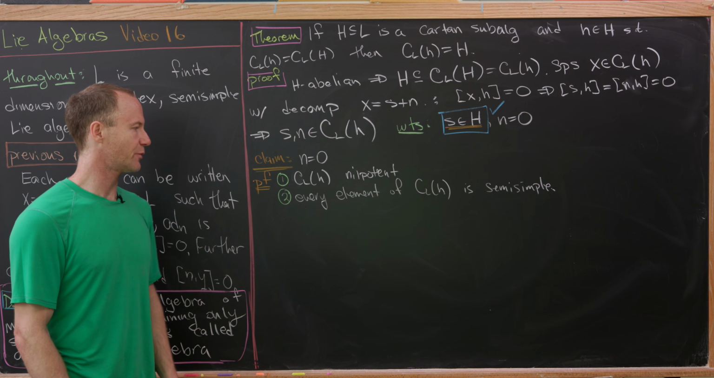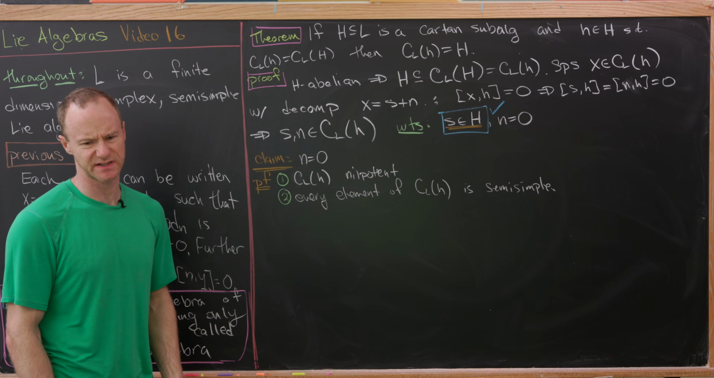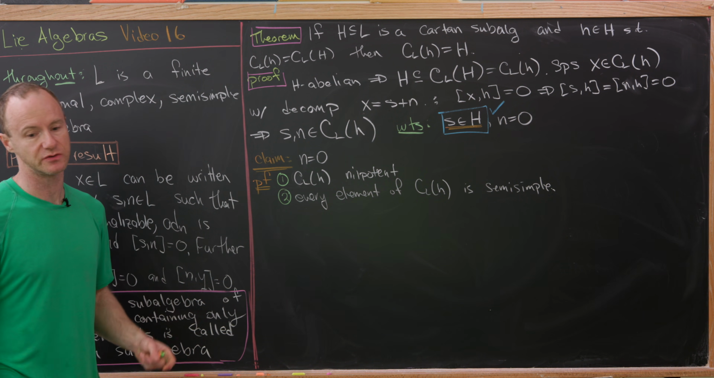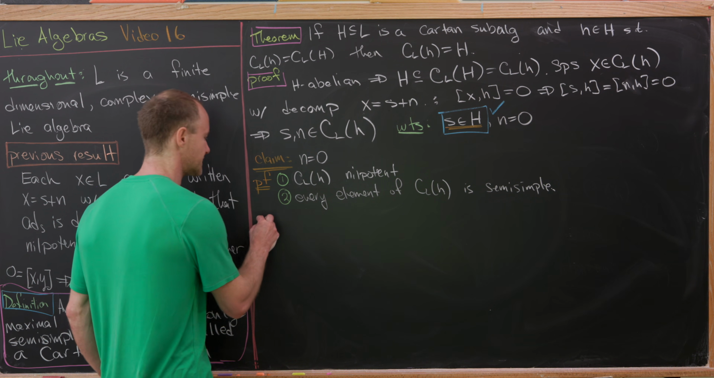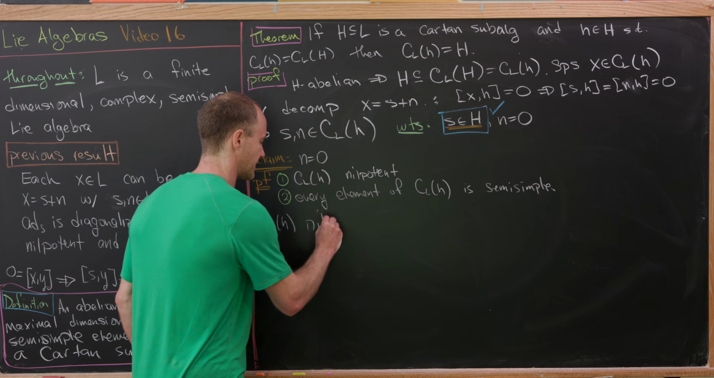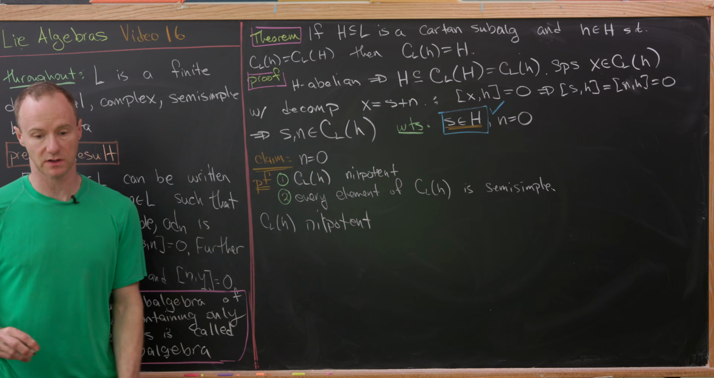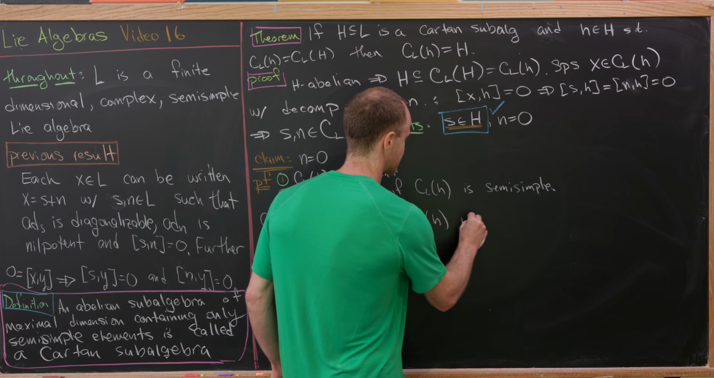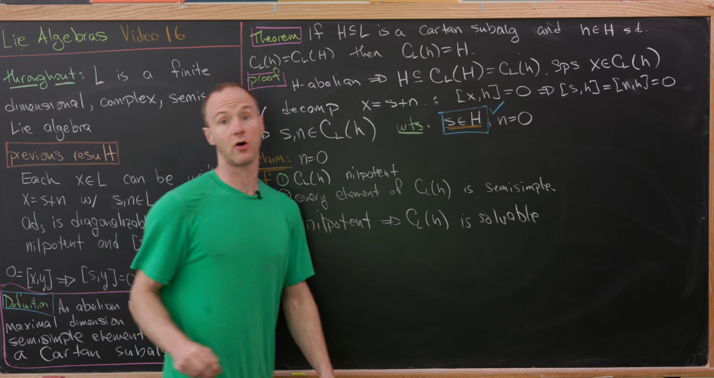Okay, so the second step will be to prove that every element of CLH is semisimple. But look, that's going to finish this proof that N is equal to 0. Okay, so let's get to it. We're going to use this fact right here. CLH nilpotent will be the first thing that we start with, our first step of this little claim. But that means that CLH is solvable. Remember, we've used this result already today.